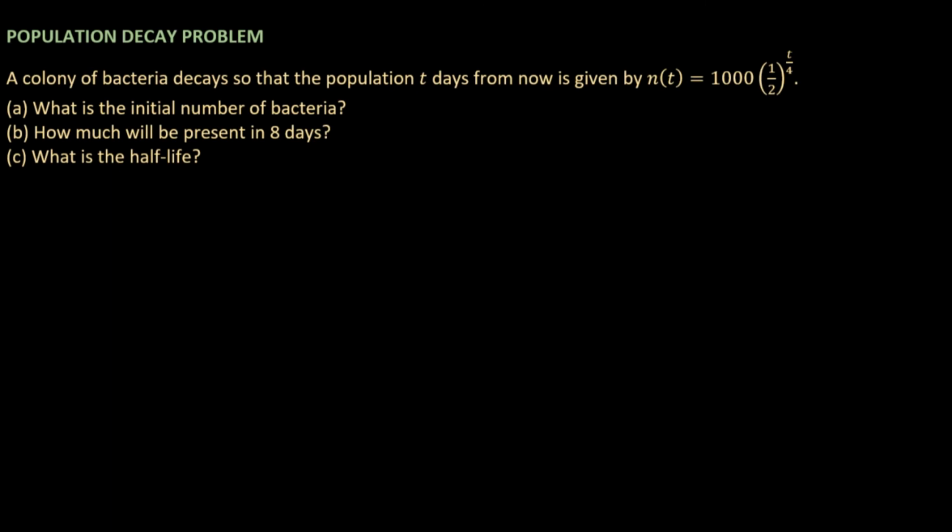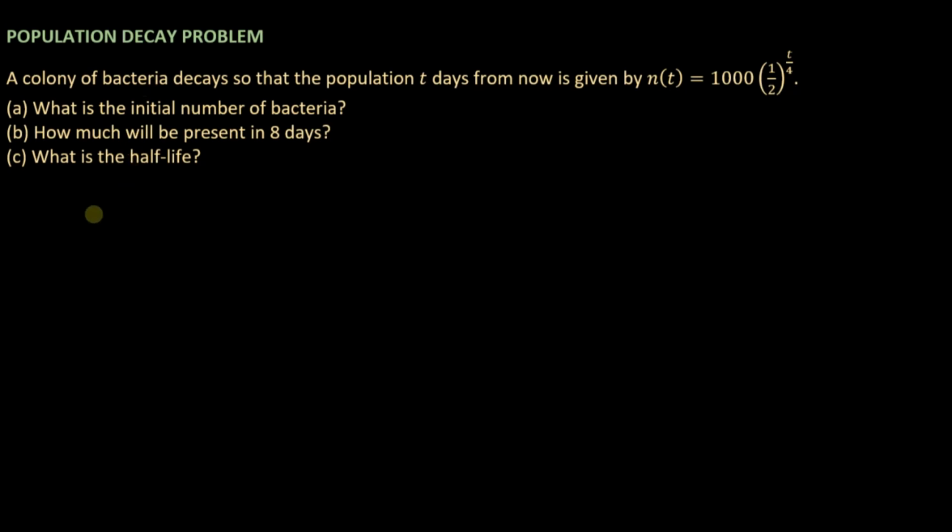Okay, let's have number 3. We have a population decay problem. A colony of bacteria decays so that the population t days from now is given by N of t equals 1000 times 1/2 raised to t over 4. What is the initial number of bacteria? How much will be present in 8 days? And what is the half-life?